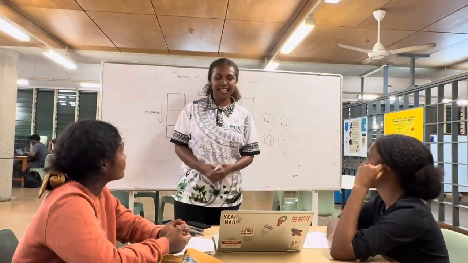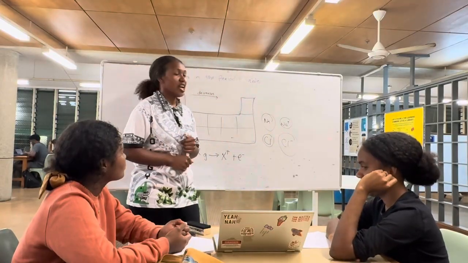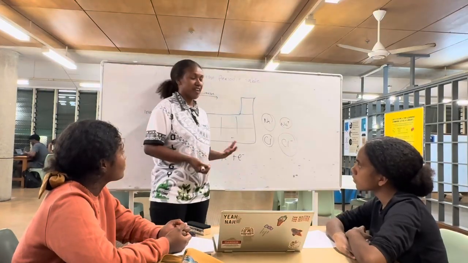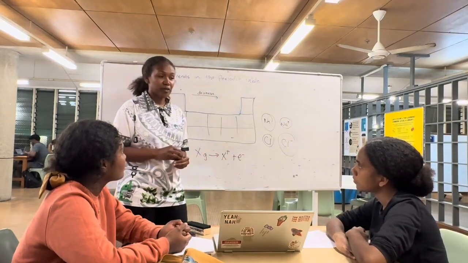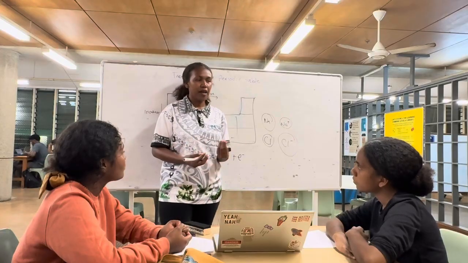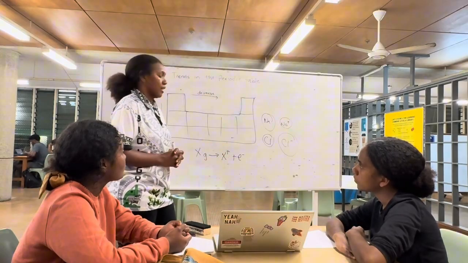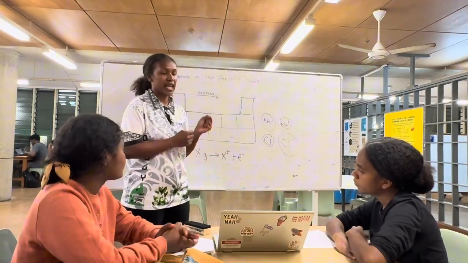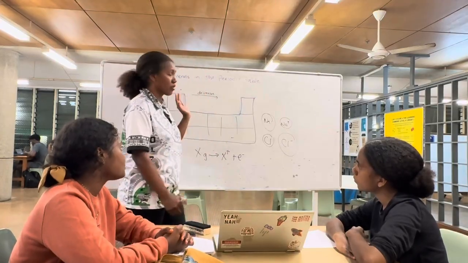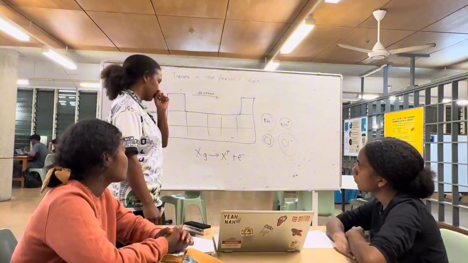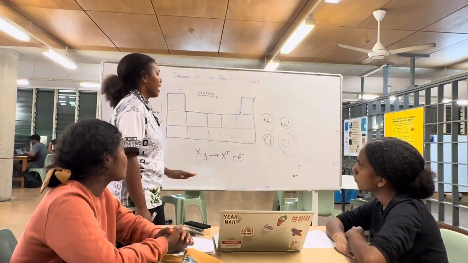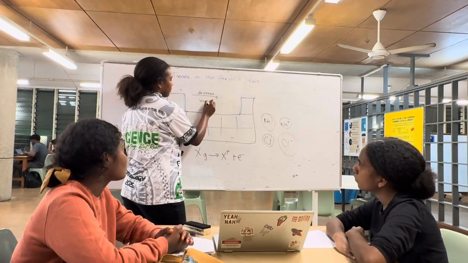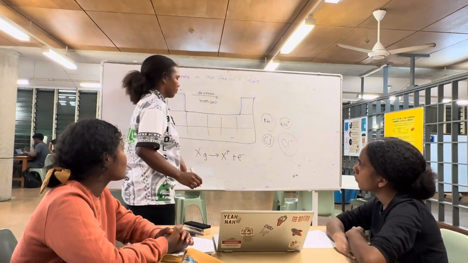Moving on. Our next trend is ionization energy. Ionization energy is the energy required to remove an electron from an atom when it's in its gaseous state or gaseous form. It reflects how tightly an electron is held by the nucleus. So as you go across the period, the ionization energy increases. It increases across the period.